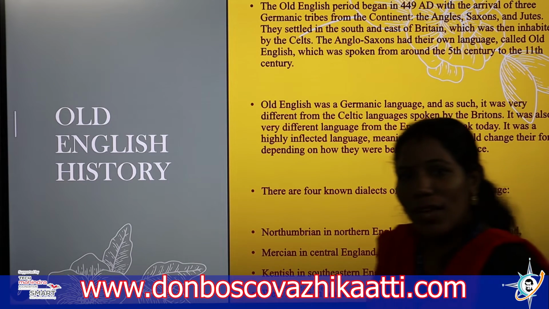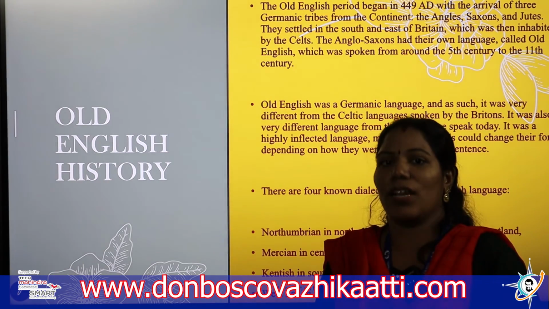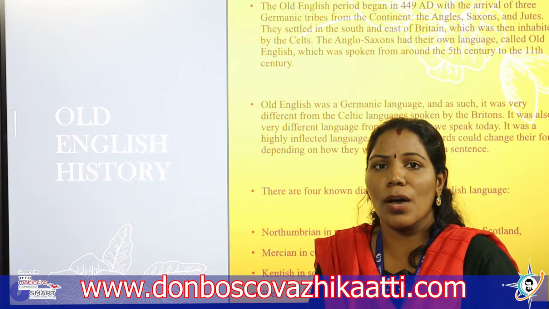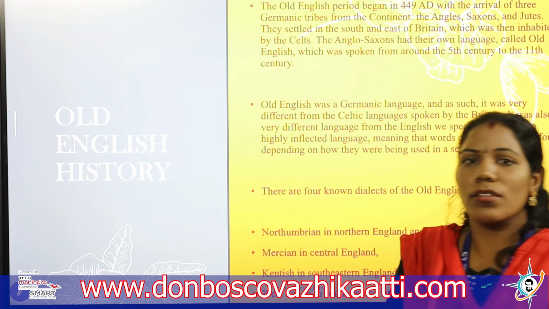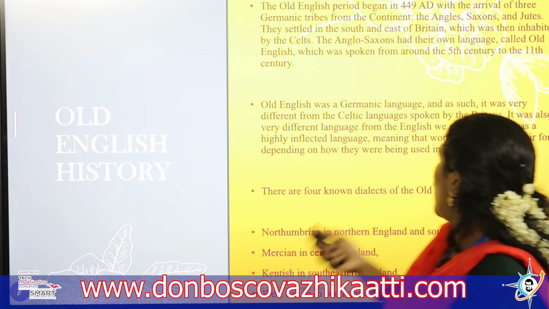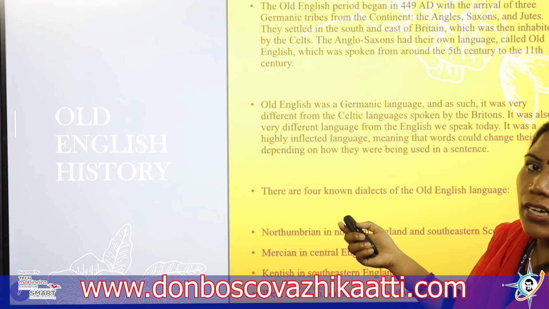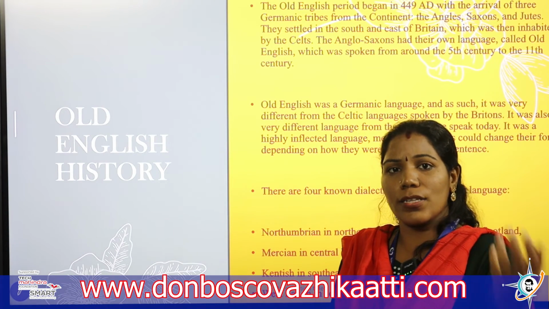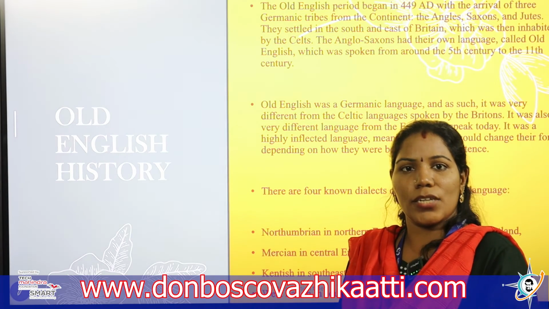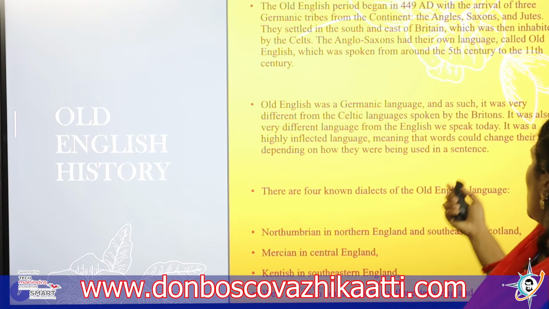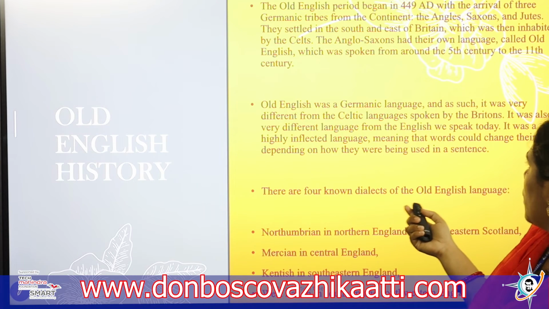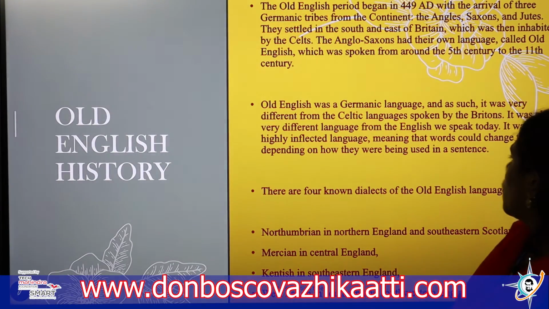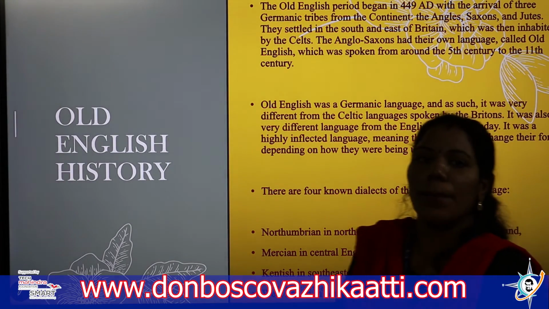Why is it called a Germanic language? Because it was influenced by the Anglo-Saxon invaders, who brought German influence into the English language, right? They brought the new language of German, and as such it was very different from the Celtic languages. Celtic languages are the native languages spoken by the Celts, who were the native inhabitants of England. It was also very different from the English we speak today. It was a highly inflected language, meaning that words change their form depending on how they are being used.